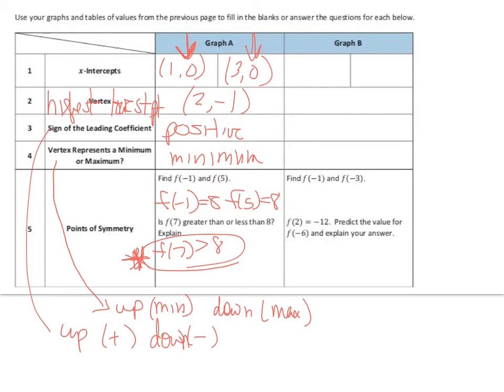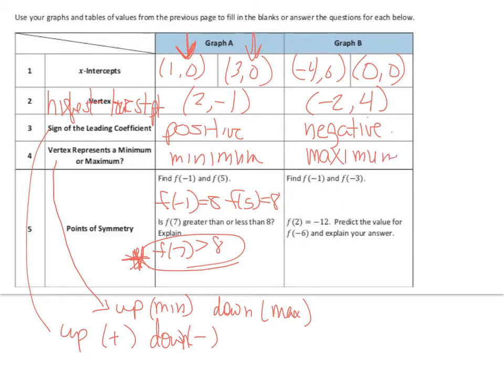Let's look at B. I've got my x-intercepts, where my y value is 0, and my vertex. Here, this is an opening down parabola, so my leading coefficient is going to be negative. I know we don't know what that leading coefficient is, but we know that if it opens down, it's going to be negative, which means our vertex is going to be at a maximum.